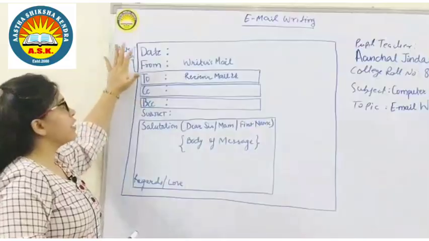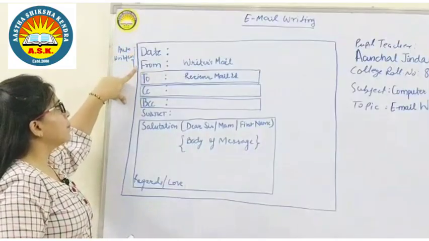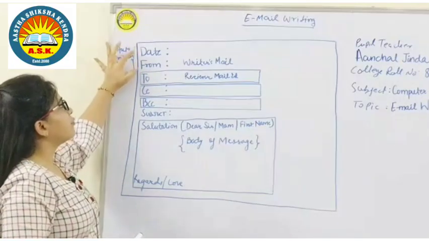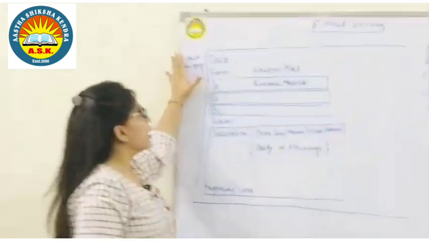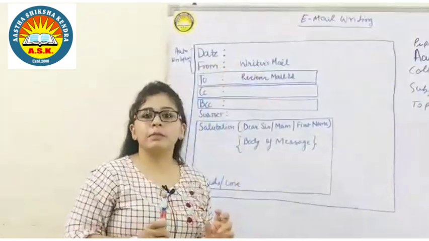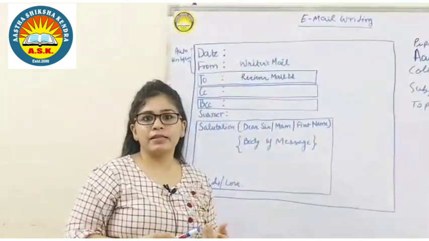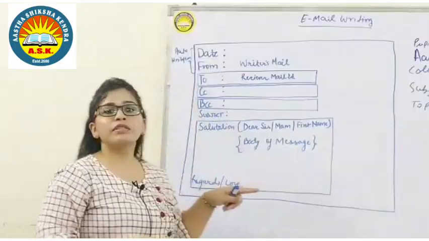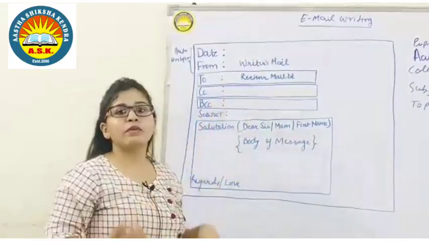So what is included? First is date, from, to. So date and from is auto written. In from, we have the writer's email ID. The sender's mail ID is included in it. Next is to. To is the column where we write the receiver's mail ID.